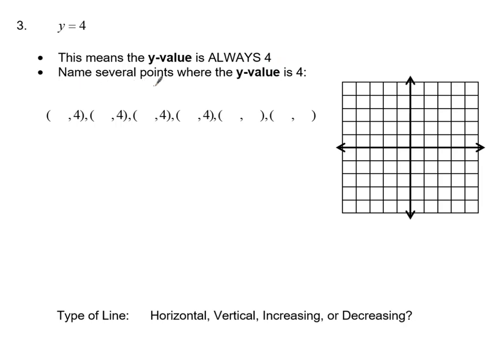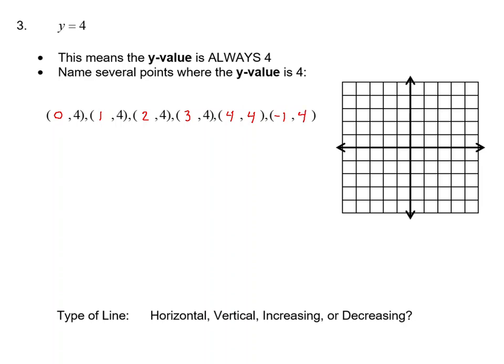Let's name several points where the y value is 4. I have 4 ordered pairs right here, and I made the y coordinate 4. So how about 0, 4, and 1, 4, and 2, 4, and 3, 4? How about we name some other ones? How about 4, 4? How about a negative value? How about negative 1, 4?